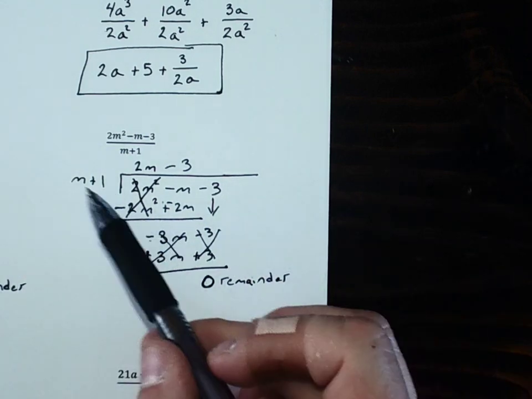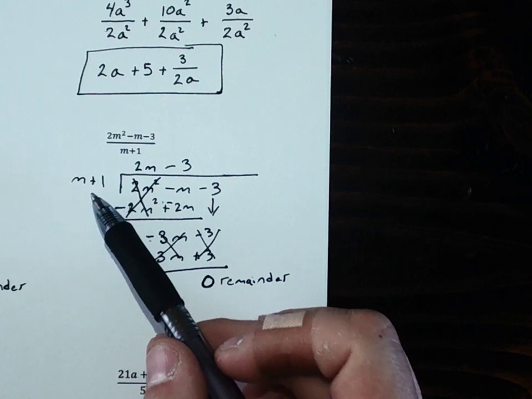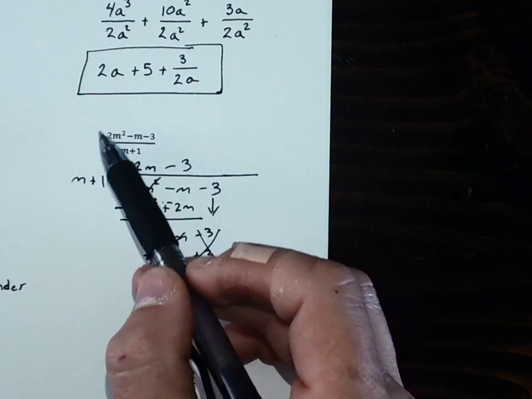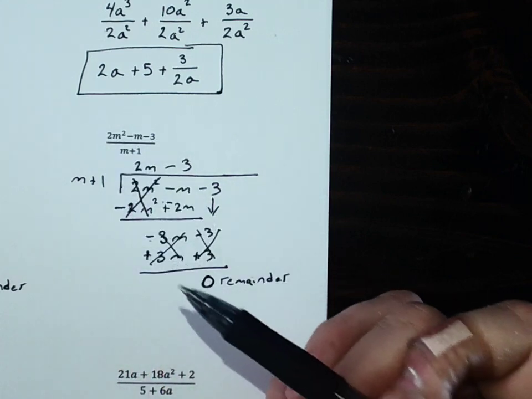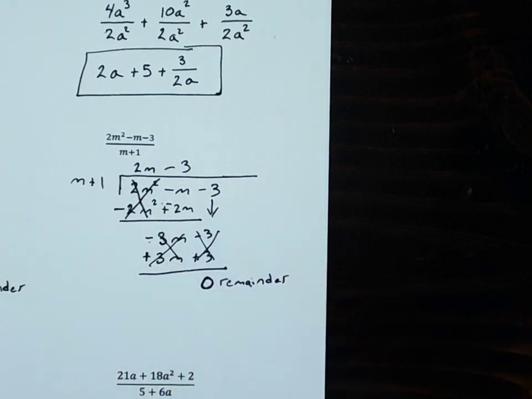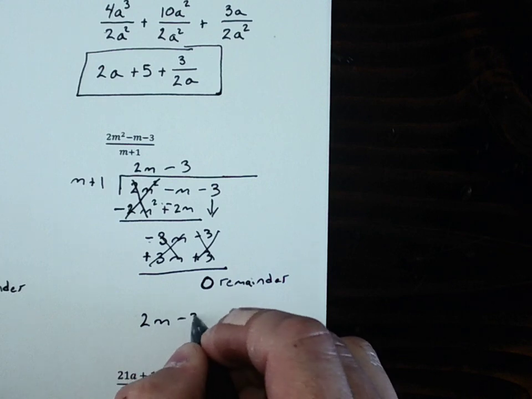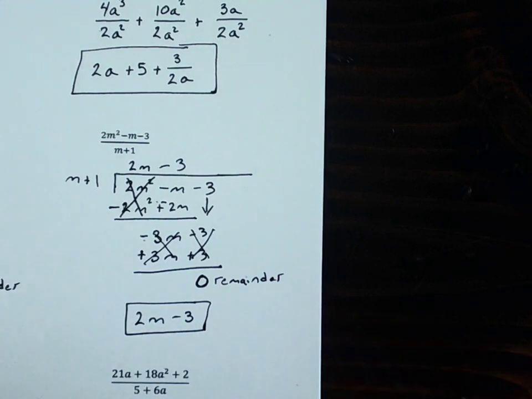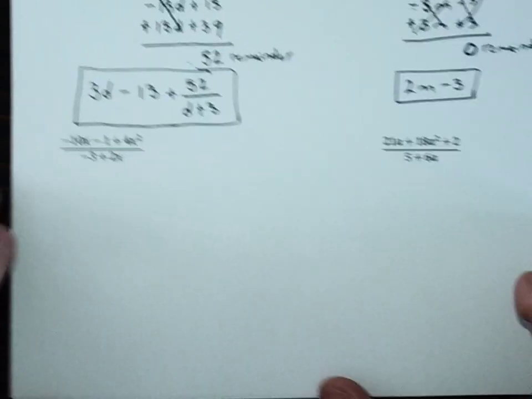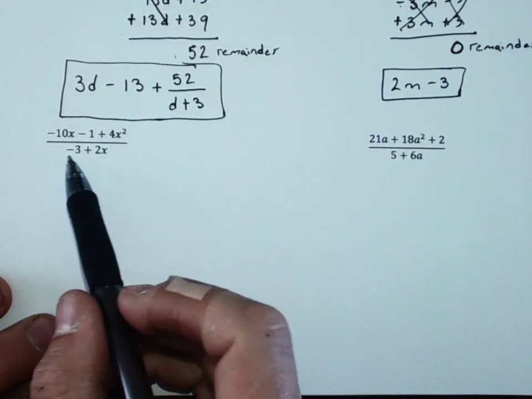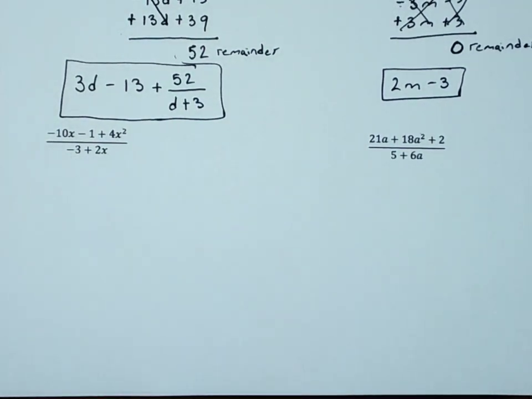If you were to take m plus 1 and multiply it by 2m minus 3, you're going to get 2m squared minus m minus 3. This is essentially another way to factor. So the answer to this question is 2m minus 3, because it goes in evenly. Try it again. All right, you're going to recognize on this problem we have something going on. It's not written in what we call standard form.